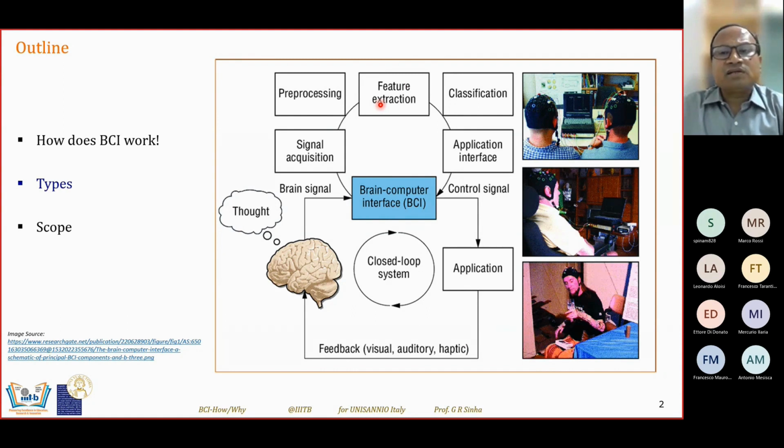There are a number of statistical tools, wavelet coefficients, power spectral coefficients, time domain coefficients, frequency domain coefficients. They can be extracted depending on what application you are talking about.